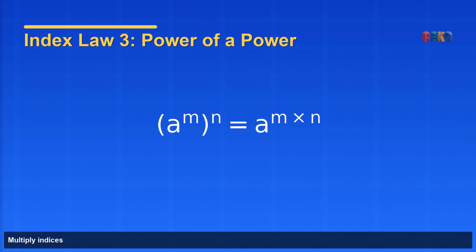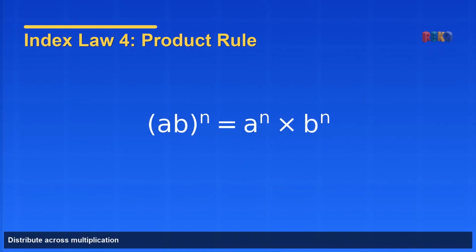Altogether, that gives 6 factors of a, or a to the power of 6. This shows why we multiply the exponents when taking a power of a power. When we raise a product to a power, each factor inside the brackets receives that power. This happens because multiplication is repeated several times.